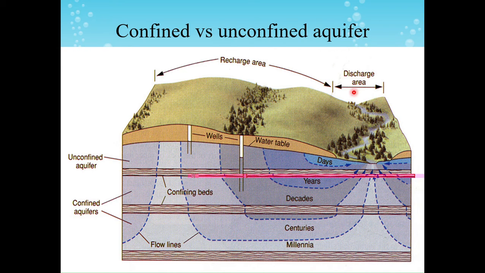And the area, so we call this recharge area, and this is discharge because when it rains, the water flows downhill into a stream, and in some cases, springs from groundwater will flow into the stream and runs off. And so we call that the discharge area.